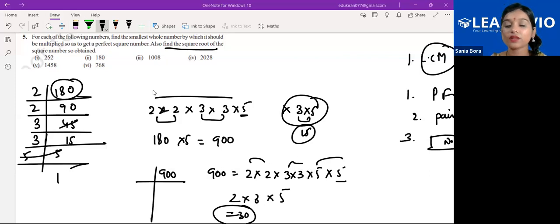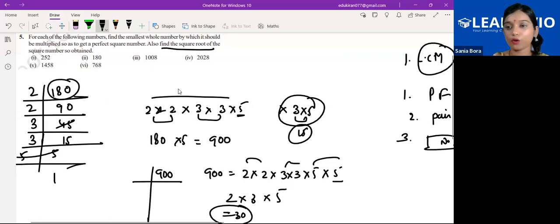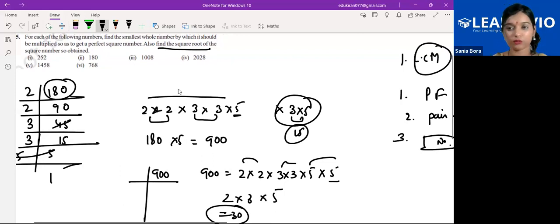For example, over here 3 was missing, right? So you will write 3 with 3 and 5 with 5. So I'll multiply 3 and 5 and then make it a pair? No. You will put them individually. Okay, like over here 5 was missing, so I wrote only 5. But in case 3 is also missing, you will write 3 as well. Okay. Yes.